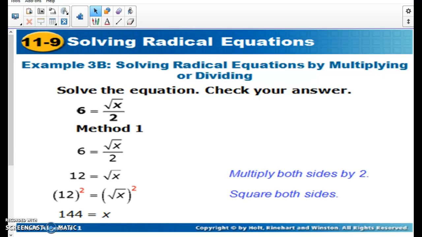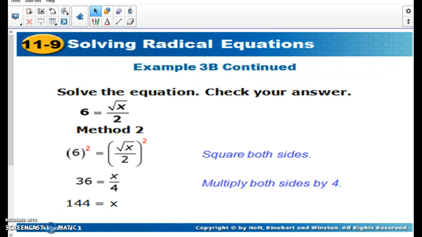Problem like this, it says square root of x divided by 2 equals 6. It says divided by 2, so I'm going to end up multiplying by 2, so I have 12 equals the square root of x. And then, since it says 12 equals the square root of x, I'm going to square both sides to get rid of that square root sign. And then 12 squared is 144.